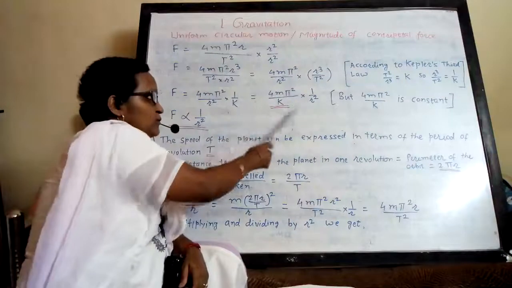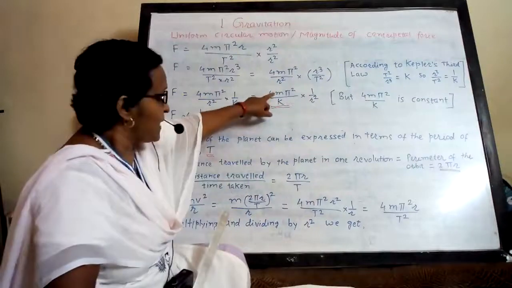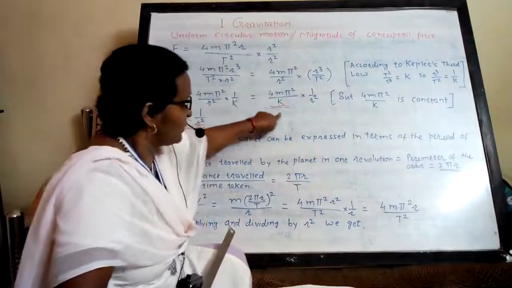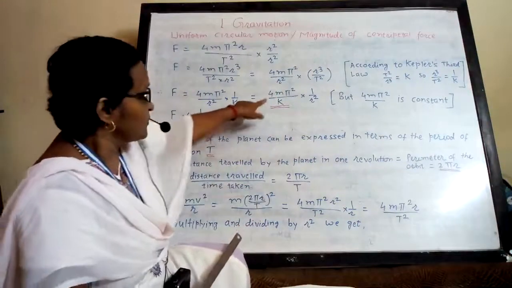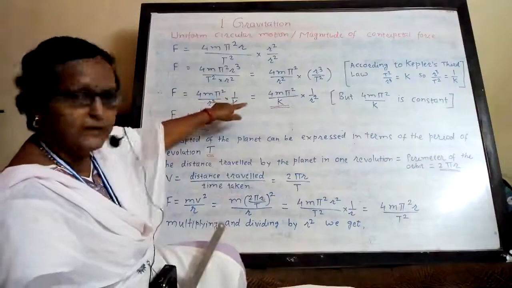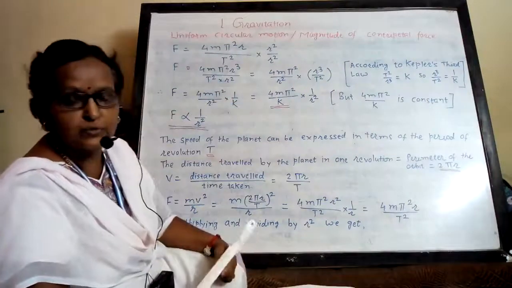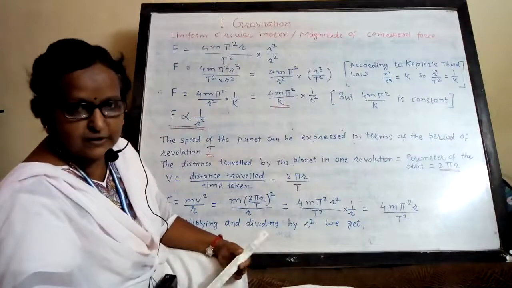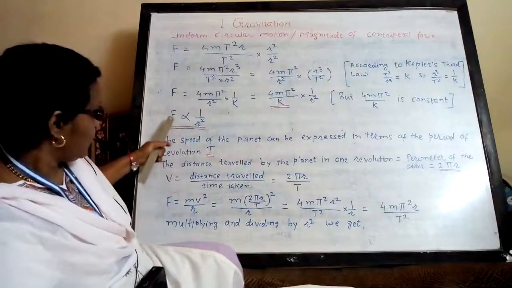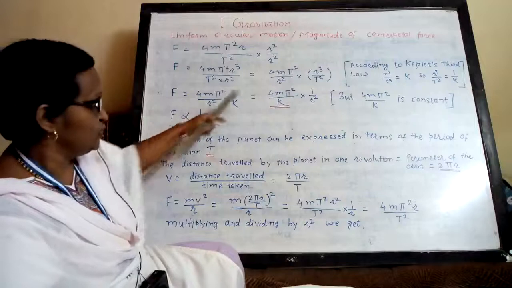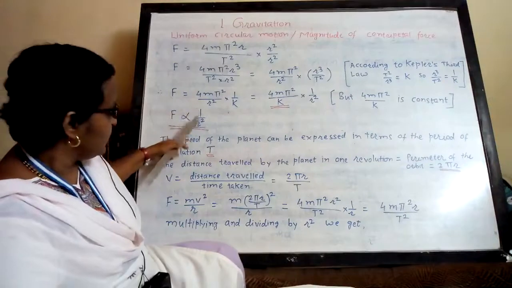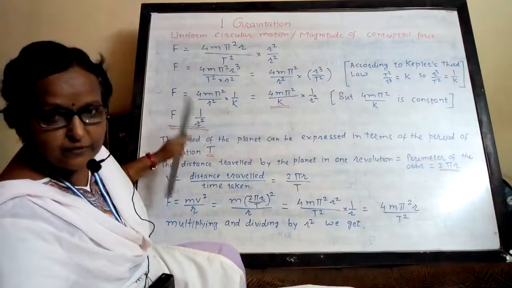Now this total value is constant. How is it constant? k is constant, that we know. The mass of the planet is constant, it is not changing. The value of pi is also constant. So this total amount is constant. So F is equal to 4m pi squared upon k into 1 upon r squared. And we know very well, if we want to remove the proportionality sign, we take the constant, and if we remove the constant, we take the proportionality sign. So F is inversely proportional to the square of the distance of the planet from the sun.